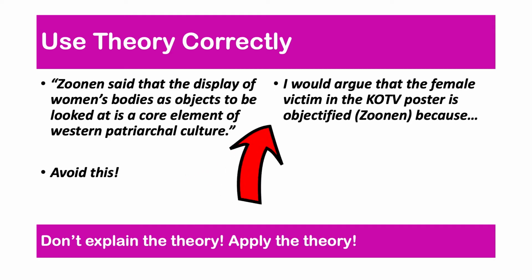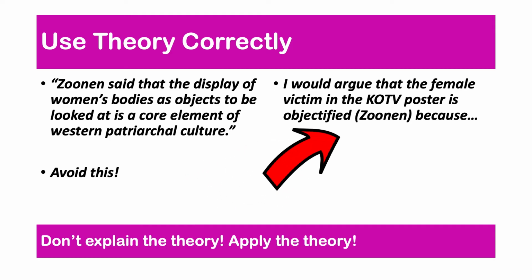So how to get around that? Do this instead. I would argue that the female victim in the Kiss of the Vampire poster is objectified, brackets Zunen, because... Now you've just used 2 words, objectified and Zunen, and that tells the examiner you know this theory and you are now going to use it. And you've saved yourself a sentence there as well. Remember, time is precious in the exam. Time is your enemy. You do not want to be running out of time for each of your answers.